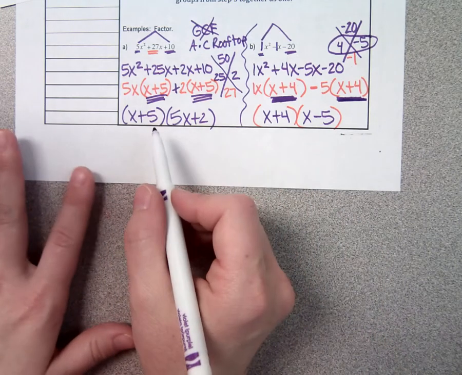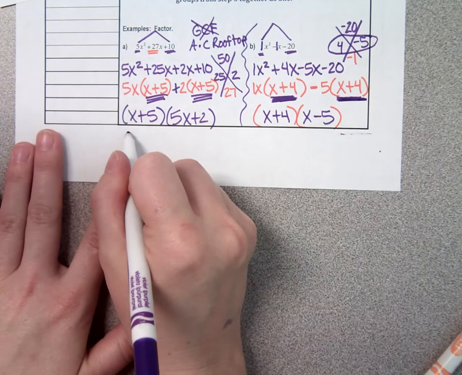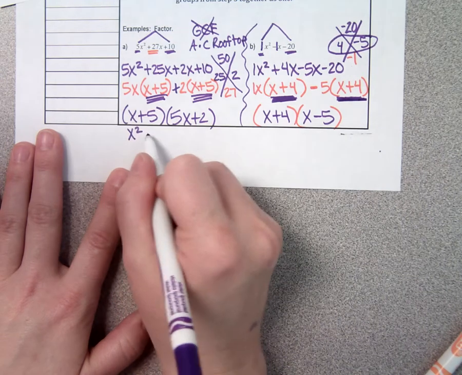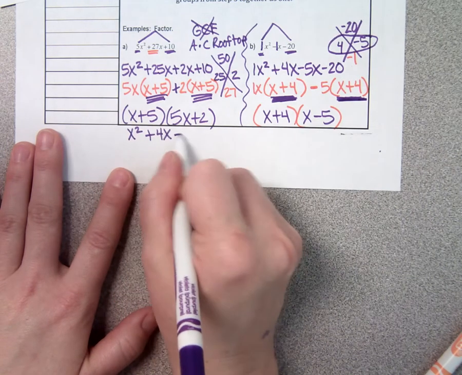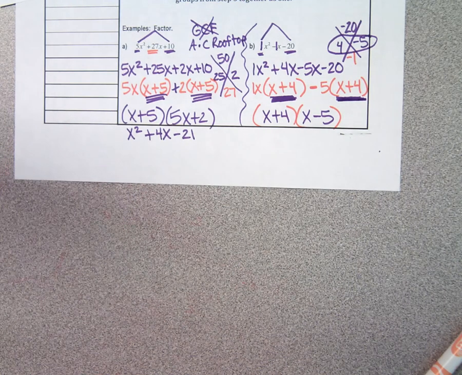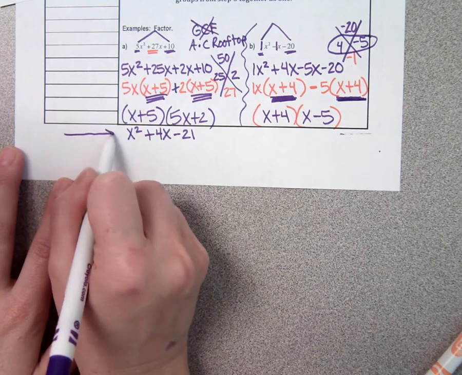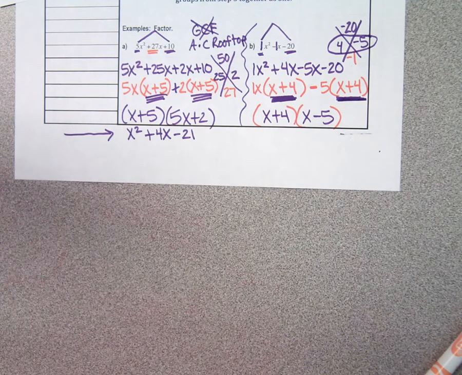Okay, I'm going to have you guys try one. Let's try x squared plus 4x minus 21. x squared plus 4x minus 21. Why don't you try that one right there?